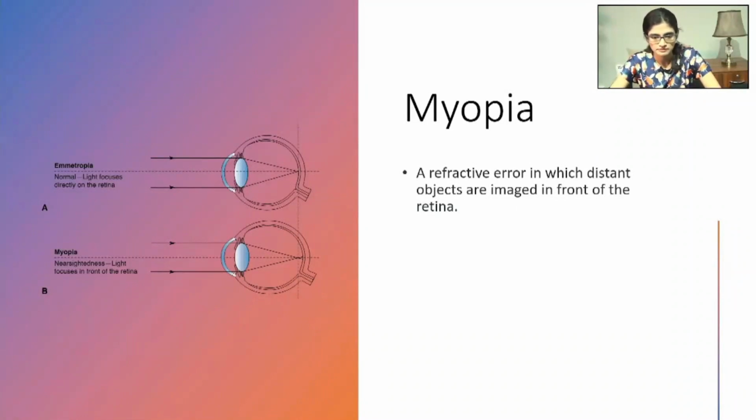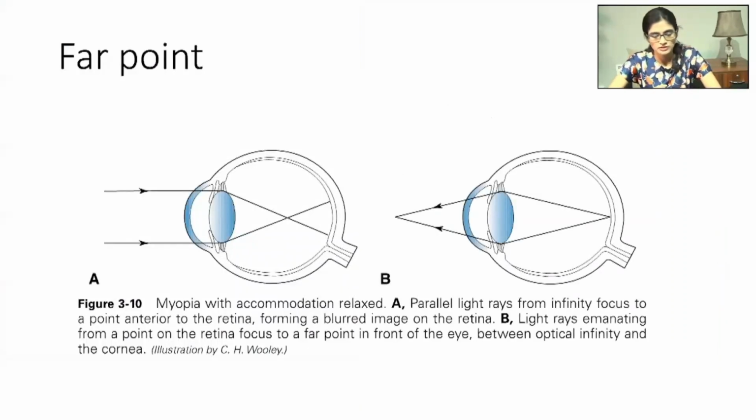But in other conditions, you can have very steep corneas that provide a higher refractive power, while the length of the eye is normal. Those you call refractive myopias. In these patients, the far point is actually nearer than in a normal eye.